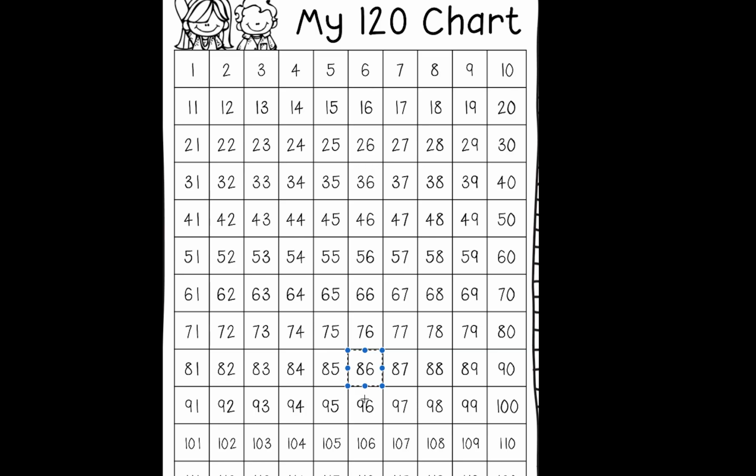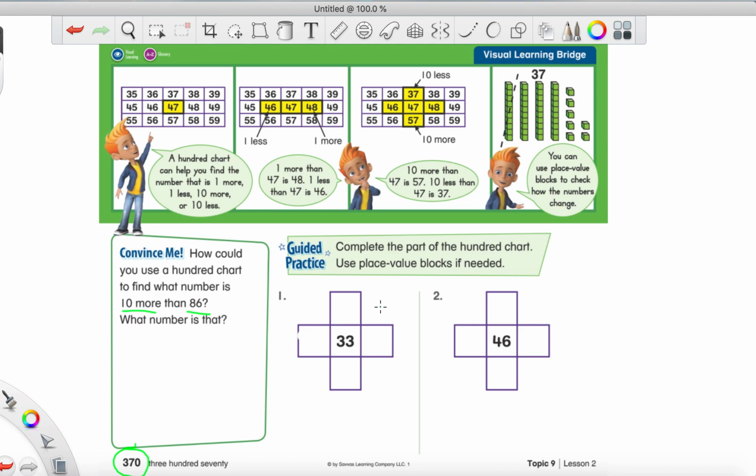Now remember, when we're counting by tens on a 100 chart, we go down. So 10 more, we're going to move down 1. Boop. And what number did we land on? We landed on 96. So now we know that 10 more than 86 is 96. All right, cool. So that's a little example of how we could use a 100 chart to help us find what is 10 more than a number. We just moved down 1. Okay, let's go back to our workbook page.